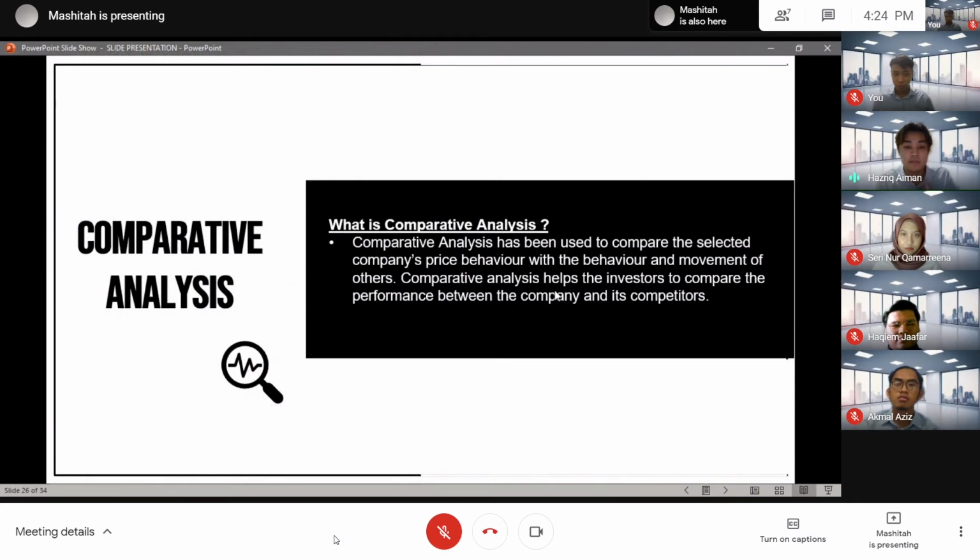Okay, what is comparative analysis? Comparative analysis has been used to compare the selected company's price behavior with the behavior and movement of others. Comparative analysis helps the investor to compare the performance between the company and its competitors. So basically comparative analysis helps the investor to compare between the companies, and we can choose which company is better and which company has the better performance.